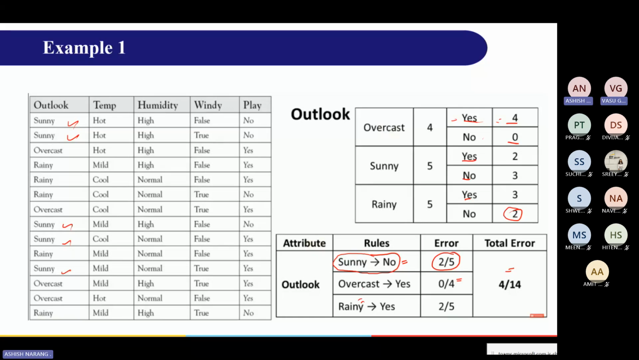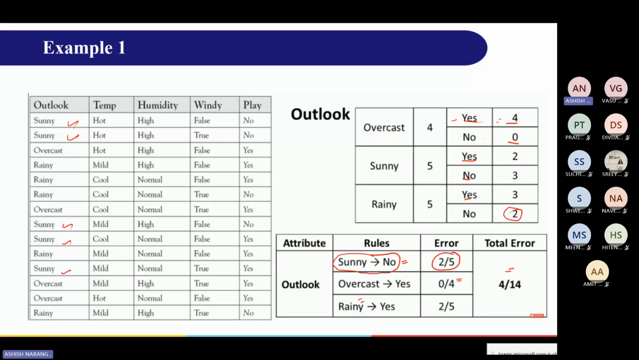Whichever is not complying with the rule, that is an error. I'm saying if the outlook is sunny, I'm not going to play tennis. There are 5 records, 3 comply with that, 2 do not. So error is 2 by 5, not 3 by 5. Does that make sense?